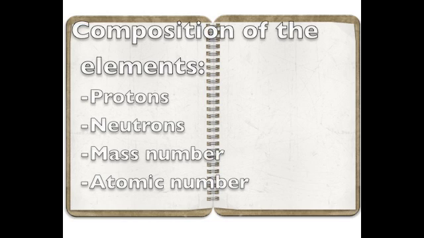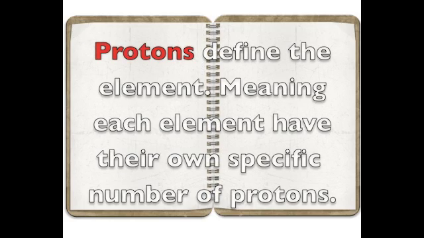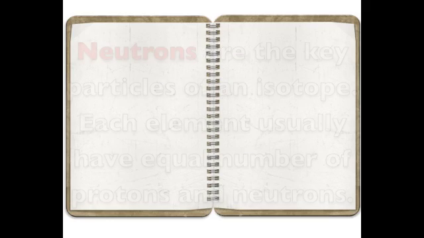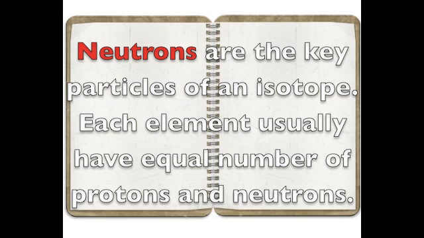The four components of the elements you will need to know to identify isotopes are protons, neutrons, mass number, and atomic number. Protons define the element, meaning each element has its own specific number of protons. Neutrons are the key particles of an isotope. Each element usually has an equal number of protons and neutrons.